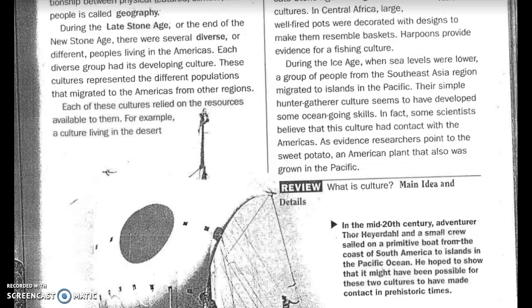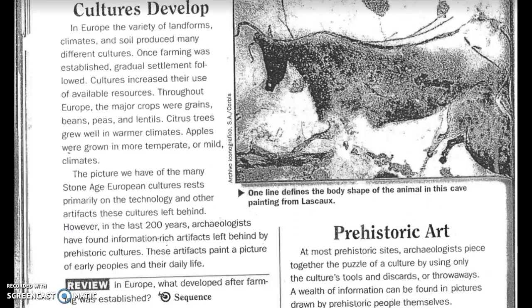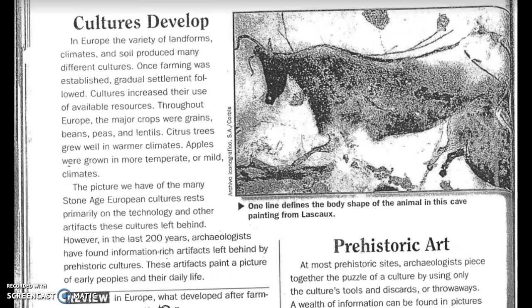Review. What is culture? Main idea and details. Cultures develop. In Europe, the variety of landforms, climates, and soil produced many different cultures. Once farming was established, gradual settlement followed. Cultures increased their use of available resources.